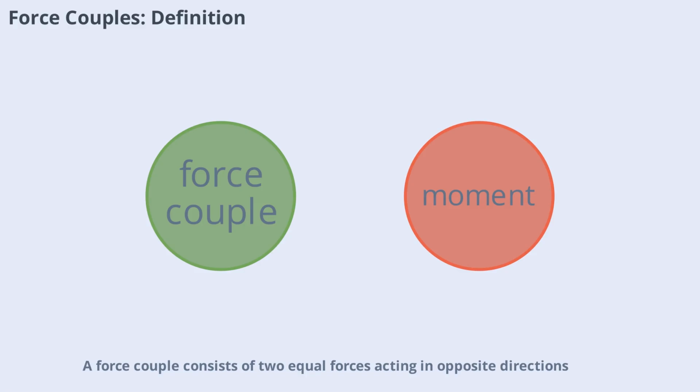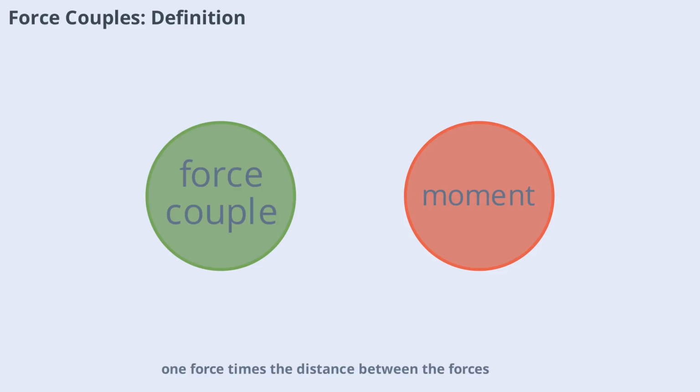A force couple consists of two equal forces acting in opposite directions, separated by a perpendicular distance. The net force is zero, but the couple creates a turning effect or moment. Force couples are fundamental in understanding how wrenches, steering wheels, and other tools work. The moment of a couple is calculated as one force times the distance between the forces.